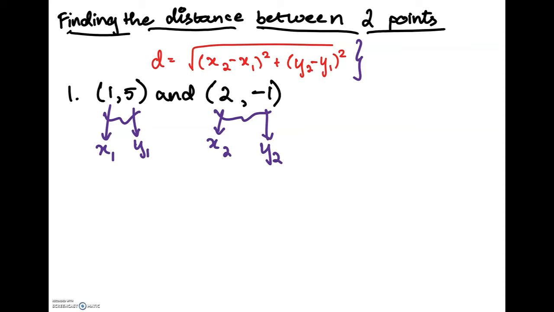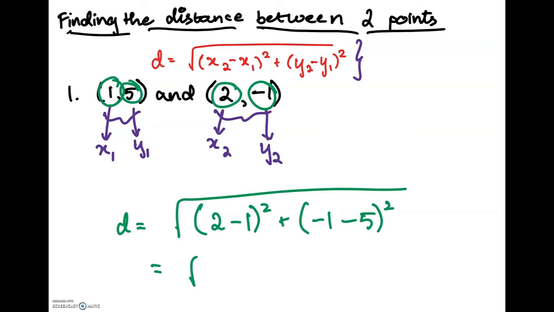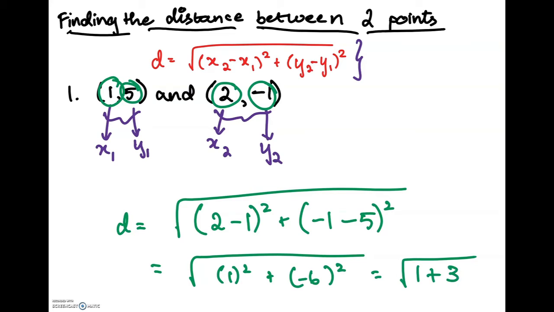So let's substitute these values into the formula. We have d is equal to the square root of x2, which is 2, minus x1, which is 1, the whole square, plus y2, which is negative 1, minus 5, which is y1, the whole square. Then it's going to be the square root of 1 squared plus negative 6 squared, which is the square root of 1 plus 36, which is the square root of 37. And down here at the bottom is our final answer, the square root of 37.